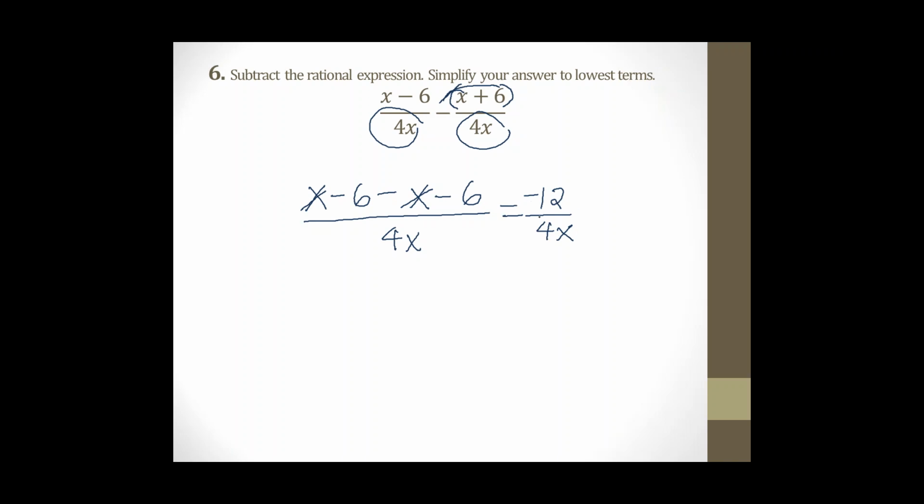And remember, we want to simplify to lowest terms. So negative 12 divided by 4 is going to be negative 3. And that x is going to be at the bottom. So our final answer is negative 3 over x. And that letter would be letter C. Okay?